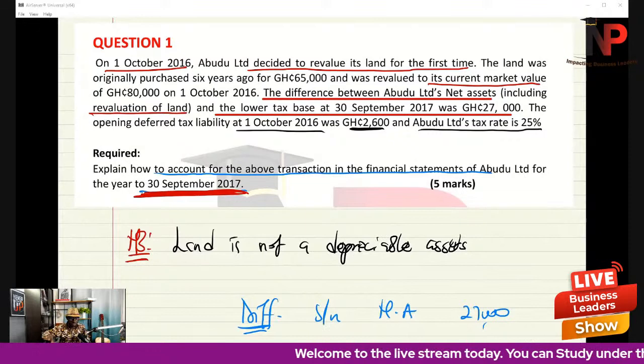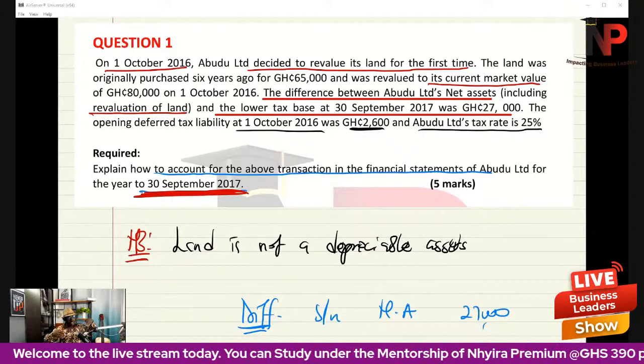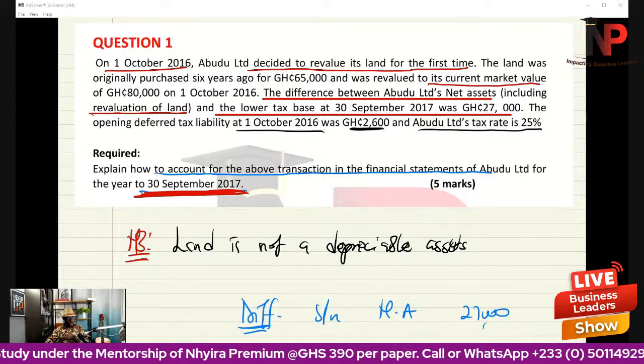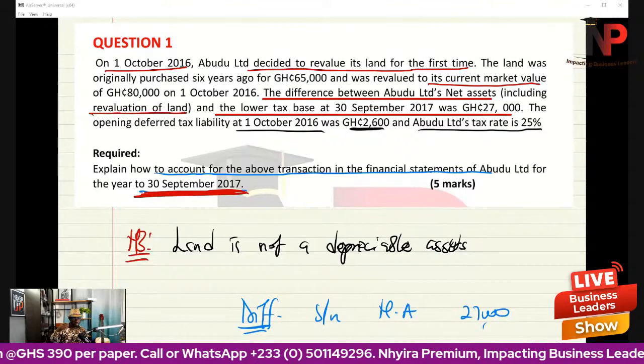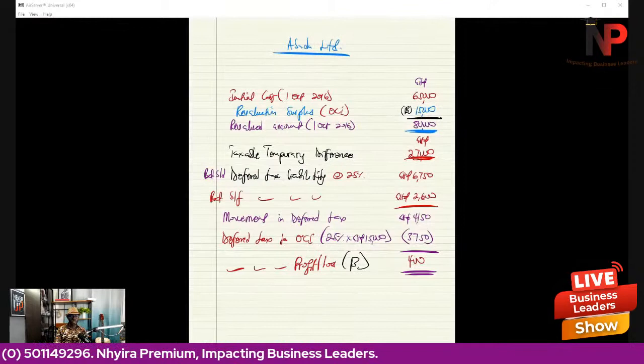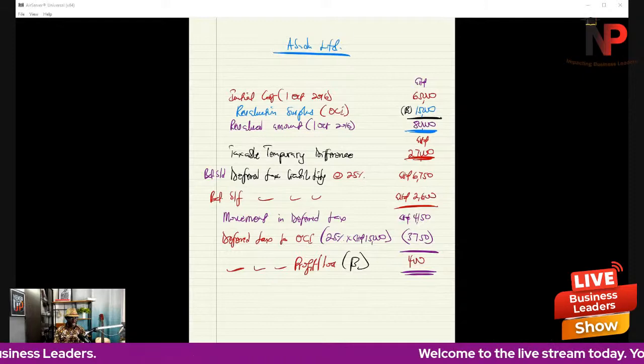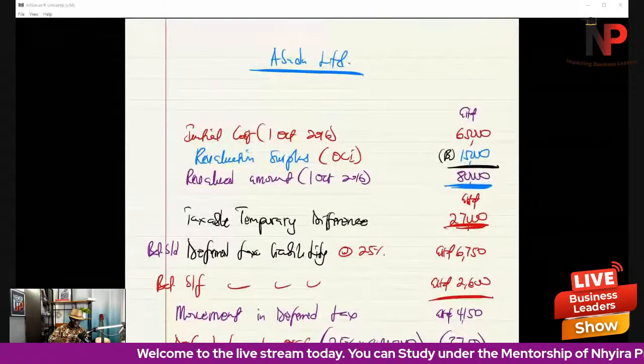Sometimes the examiner can take you back. So it depends on the structure of the question and what you are supposed to do. And it is always crucial for you to understand exactly what is going on for you to be able to really answer the question. But for Abudu Limited, this is what we do. Remember, like I say always, presentation is key. So the way you present your work is going to be crucial. Remember, this is workings. This is not the answer to the question.